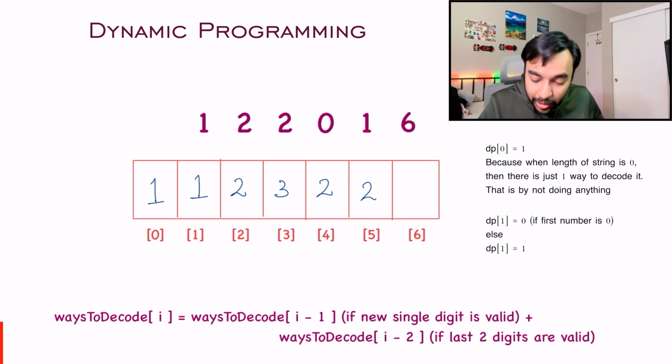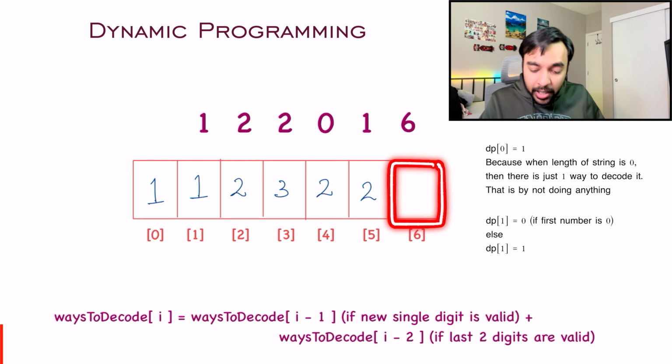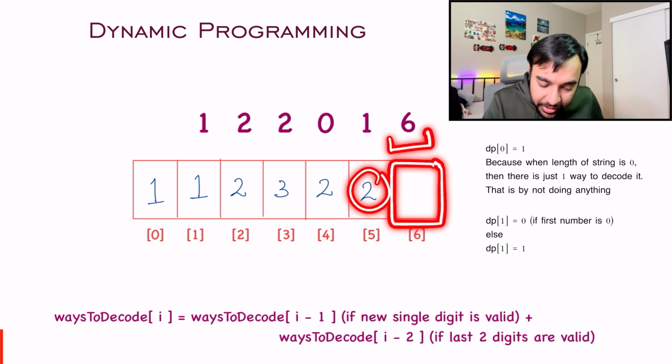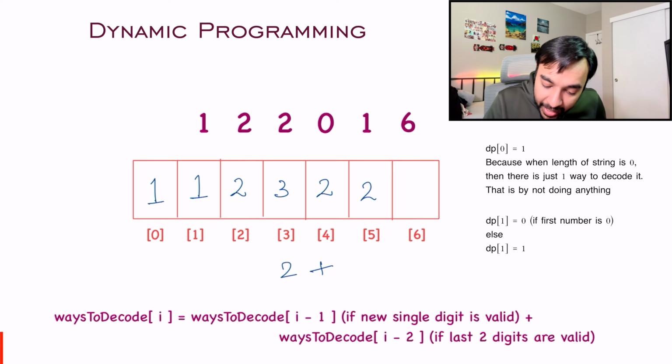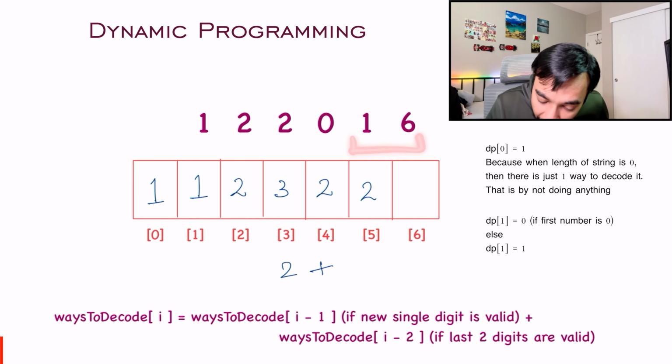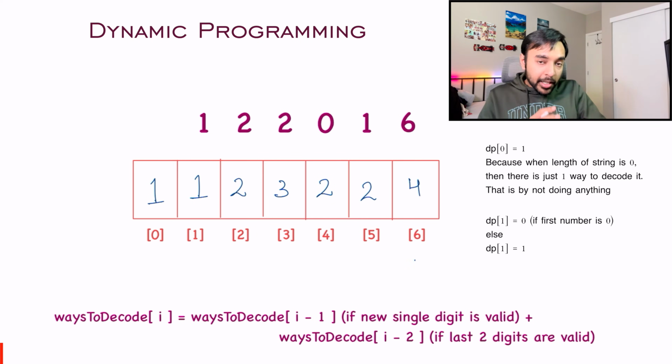Move on to the last value and I will update this index. So is a single number valid? 6 is valid. So I take up this 2 plus, and then is 16 valid? 16 is also valid. So I take up this particular 2, that is I minus 2th element. So 2 plus 2 and that gives me a 4. So now my memoization array is complete.